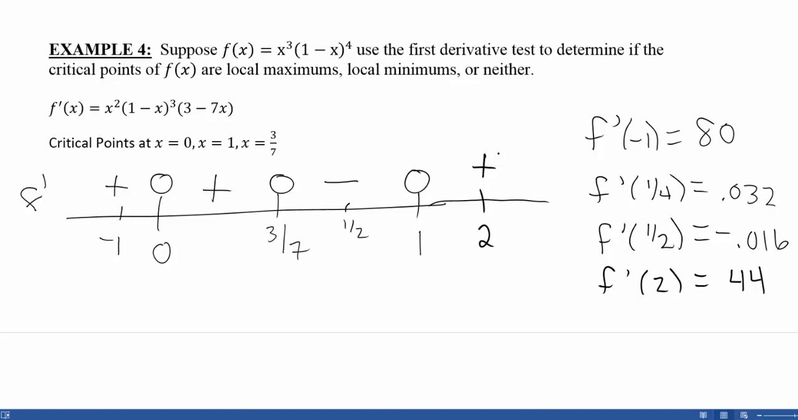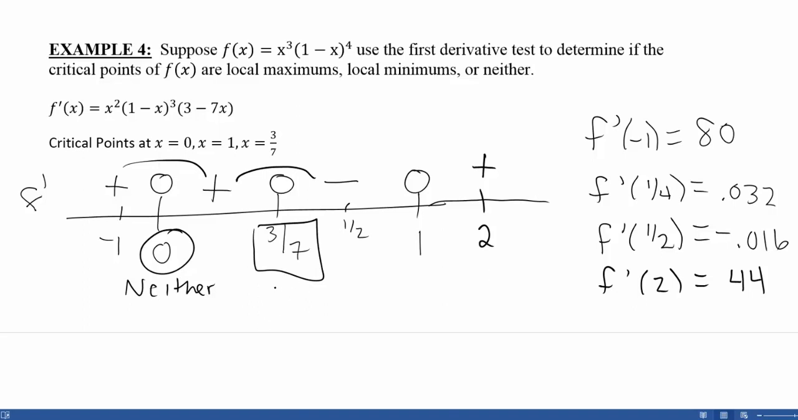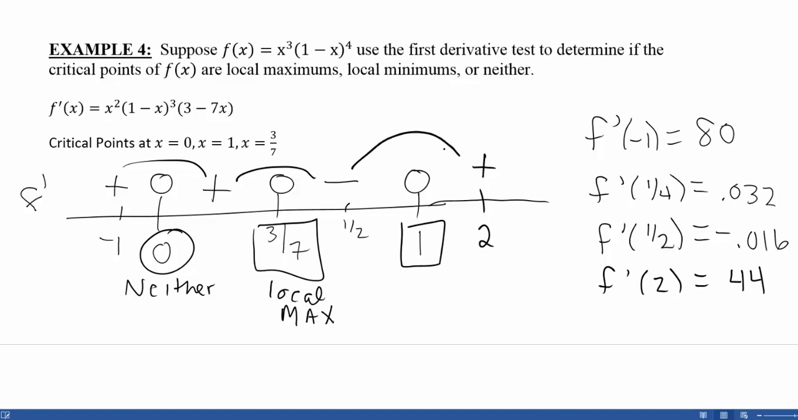So one of the first things I notice here is that at 0, my derivative doesn't change signs. It goes from positive to positive, which means that 0 is neither a local max nor a local min. At 3/7, my next critical point, I see that my first derivative has gone from positive to negative. If it goes from positive to negative, that tells me that my critical point is a local maximum. At 1, my last critical point here, I see that my derivative has changed from negative to positive. If my derivative changes from negative to positive, that tells me that my critical point is a local minimum. So now I have all my critical points classified.